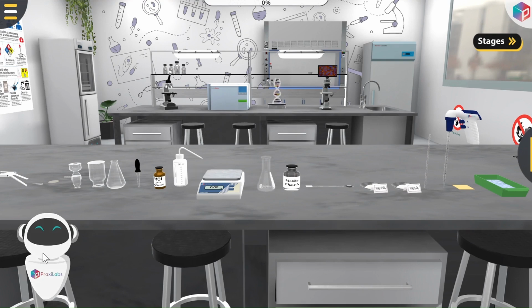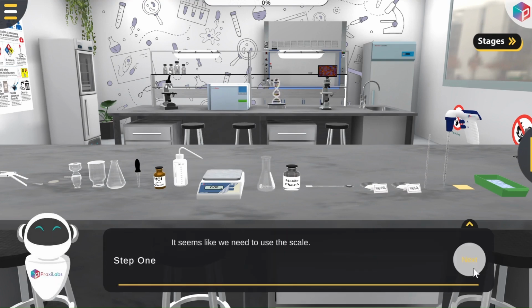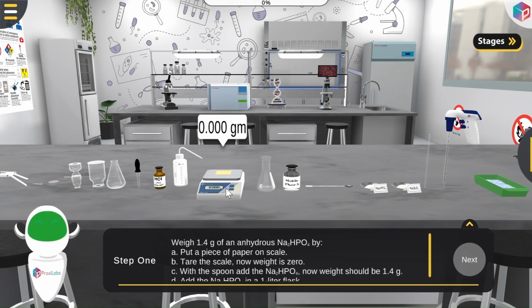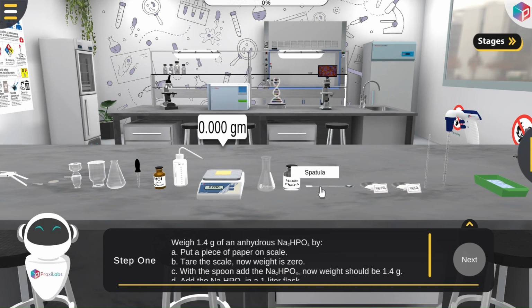Step 1. Weigh 1.4 grams of anhydrous sodium hydrogen phosphate by doing the following. A. Place a piece of paper on the scale. B. Tare the scale to 0. C. Add sodium hydrogen phosphate with a spoon until the weight reads 1.4 grams. D. Add the sodium hydrogen phosphate to a 1 liter flask.